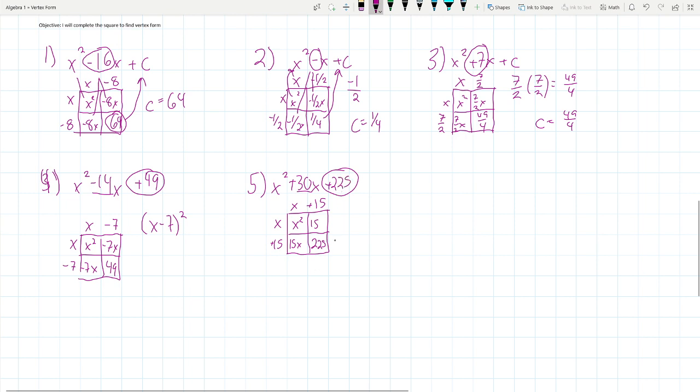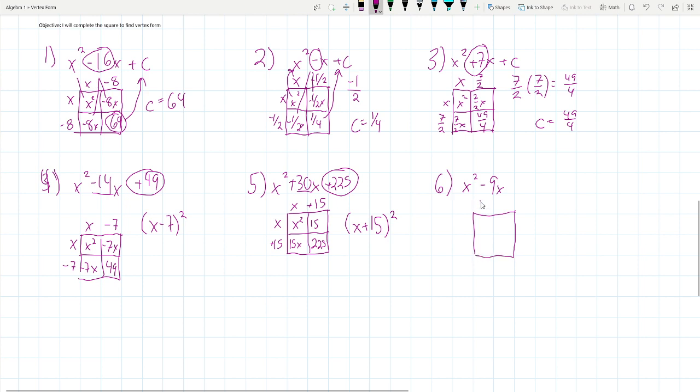So I'd add on 225. Now I want to factor this, and it's just going to be x plus 15 squared. Number 6. x squared minus 9x. Go ahead and pause this and give it a shot. We're going to continue on.